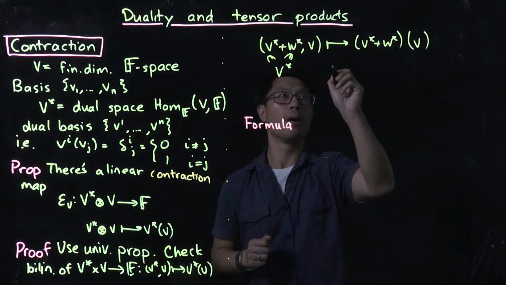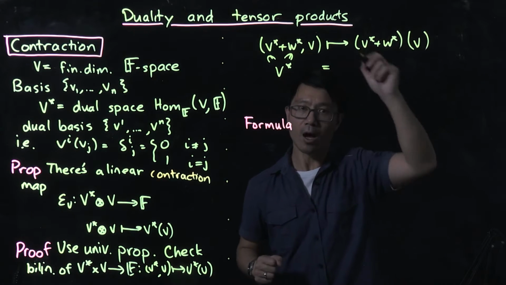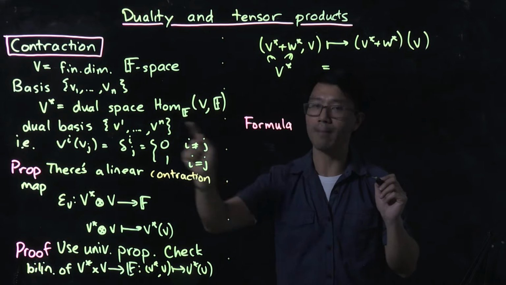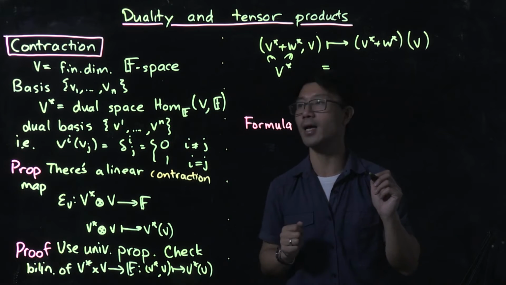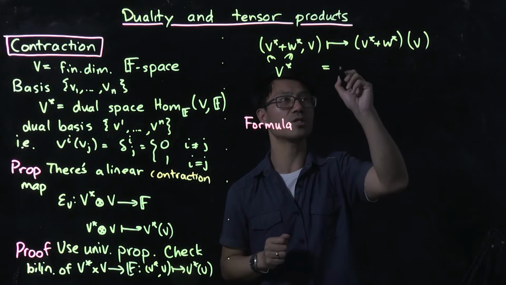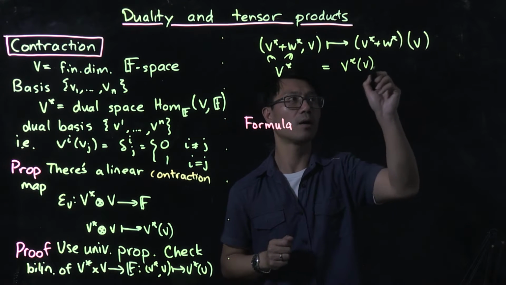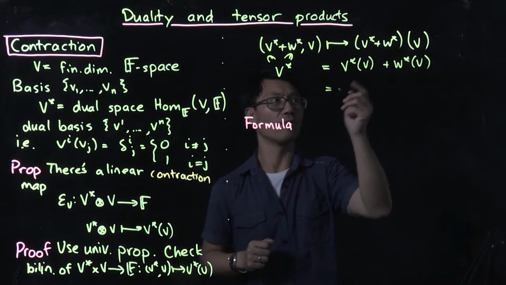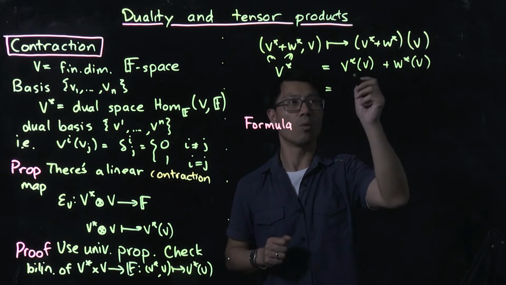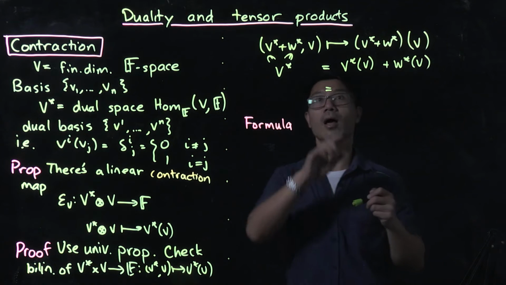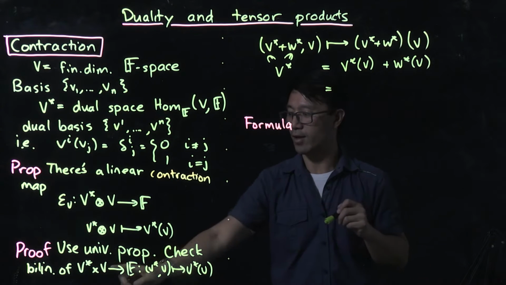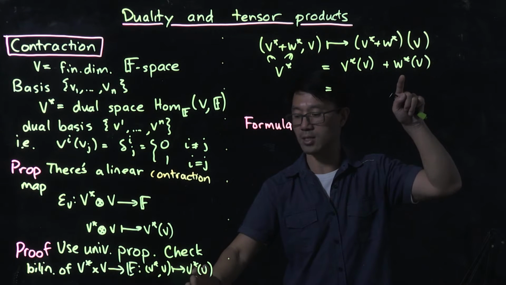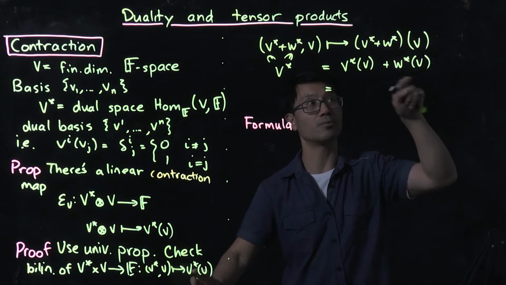Okay, but this object here, how do you define the sum of these two? Remember, what is the sum inside this dual space? It's just pointwise addition. So this is just V star of V plus W star of V. And of course, what you find out is that this is where V star comma V gets mapped to, and this term here is where W star V gets mapped to.